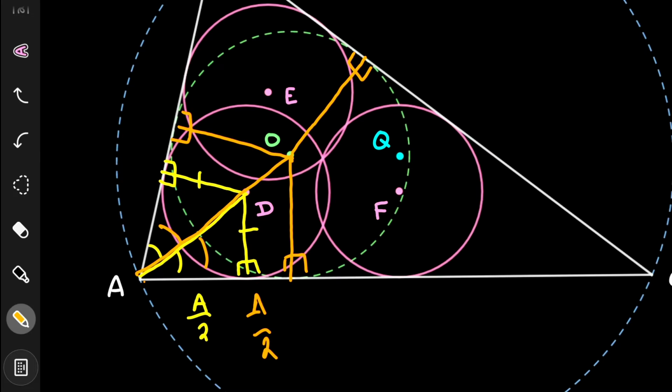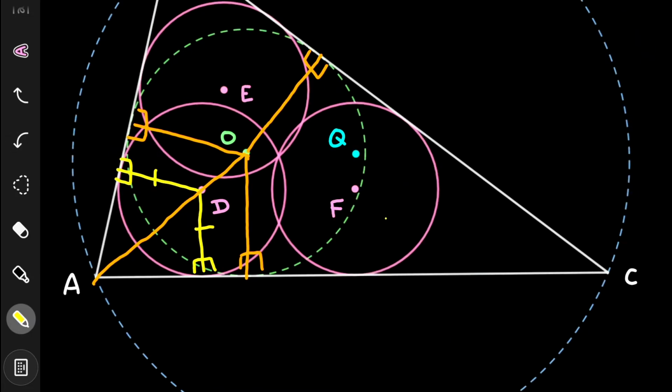So here we can see that the line segment AD was forming an angle A upon 2 with the base of this triangle. And again the line segment AO is forming an angle A upon 2 with the base of this triangle. Hence the slope of both of these lines is equal. This means these three points are collinear. So if I draw a line from the point A to O, it will also pass through the point D, and it is going to be a straight line.